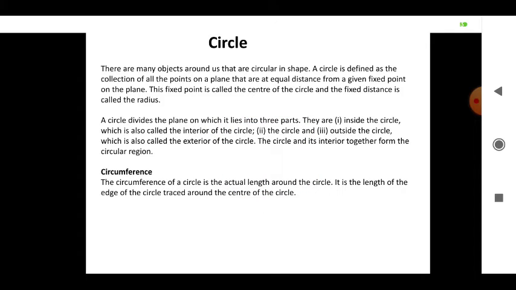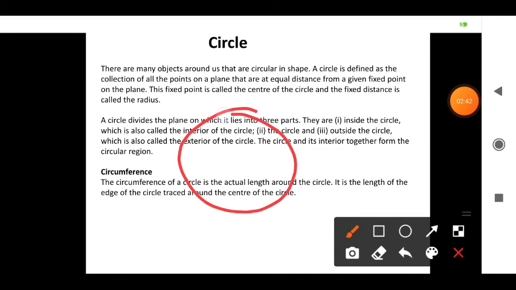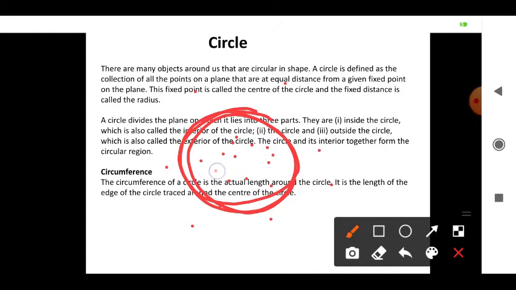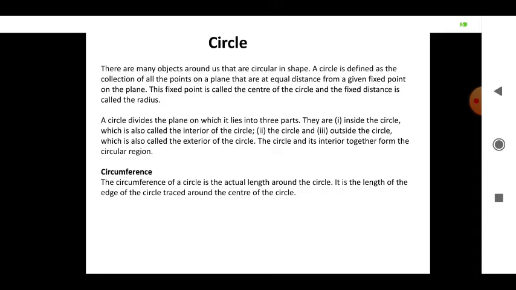A circle divides the plane on which it lies into three parts. See, what are those? Inside of the circle, on the circle, and outside of the circle. Inside of the circle you call the interior of the circle. Outside of the circle you call the exterior. The circle and its interior together form a circular region.